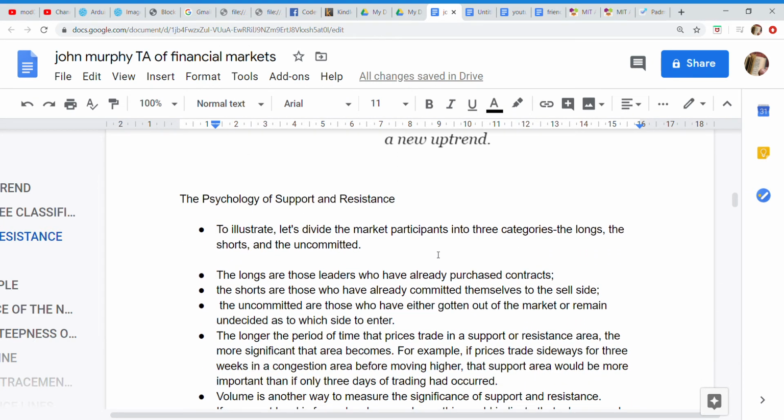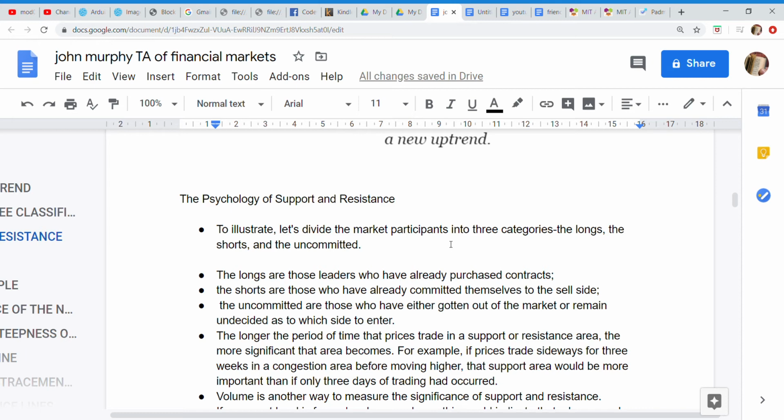To illustrate, let's divide the market participants into three categories: the longs, the shorts, and the uncommitted. The longs are those traders who have already purchased the contracts. The shorts are those who have already committed themselves to the sell side. The uncommitted are those who have either gotten out of the market or remain undecided as to which side to enter.